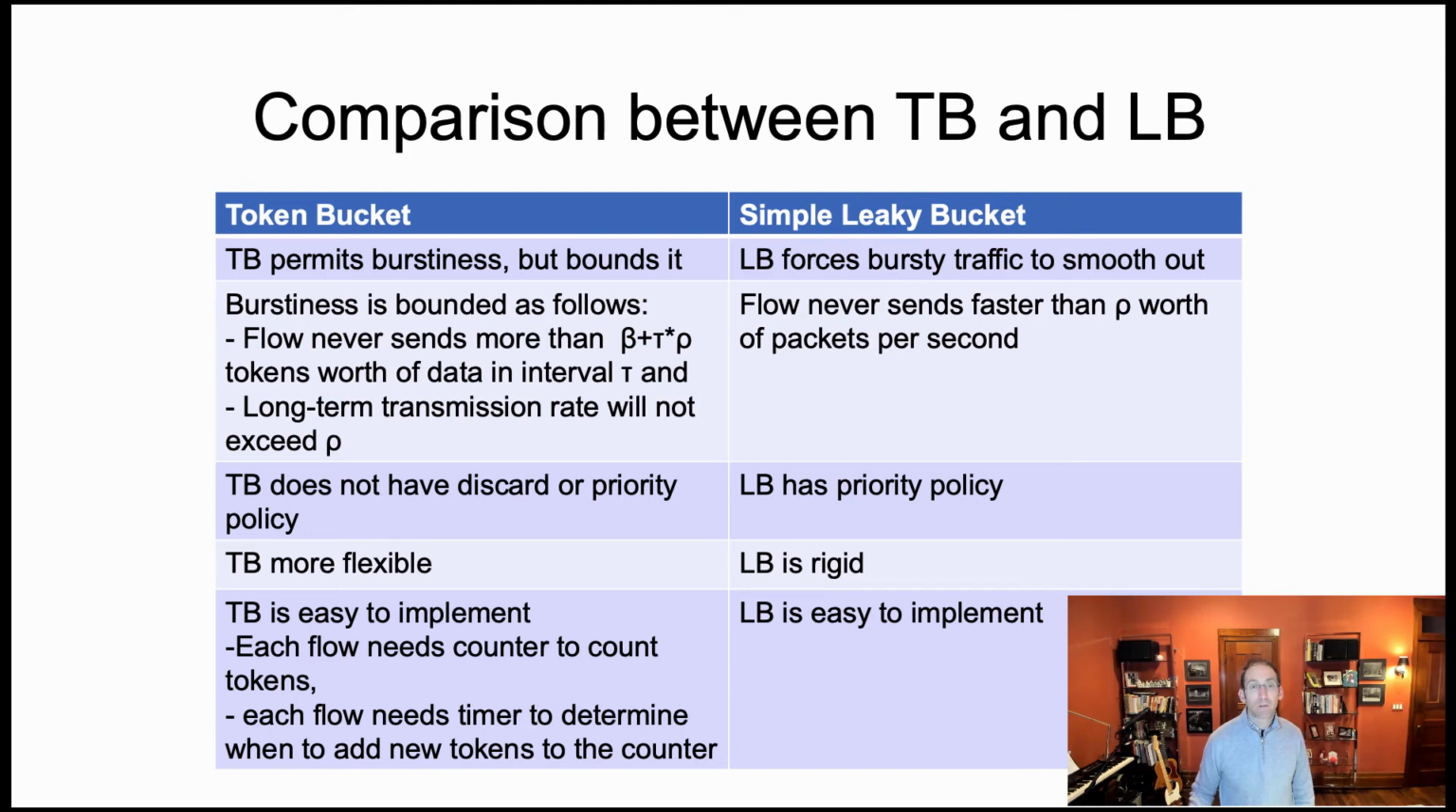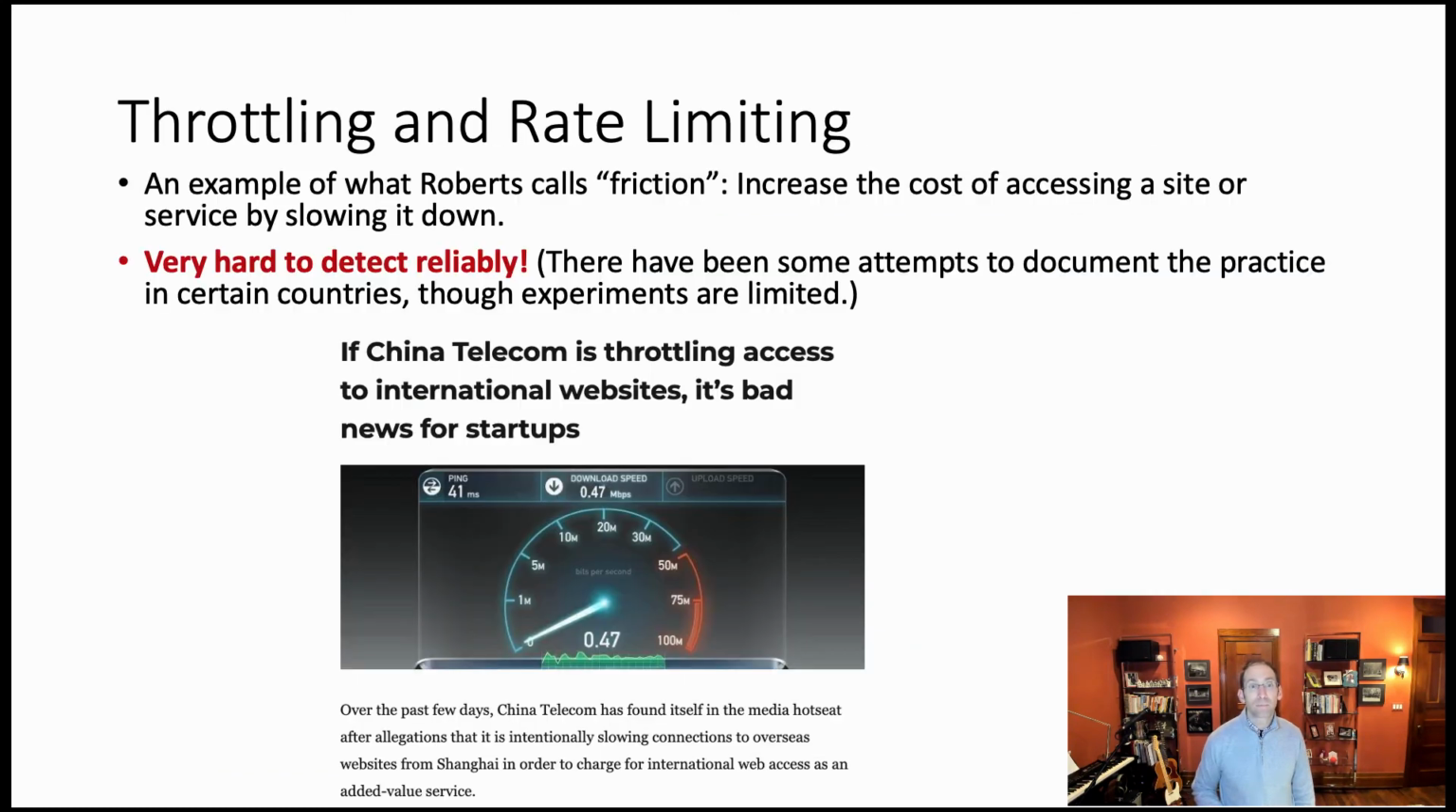Here's a comparison between a token bucket and a leaky bucket traffic shaper. The token bucket permits burstiness but bounds it. A leaky bucket forces that bursty traffic to smooth out. There are a bunch of other small differences between a token bucket and a leaky bucket, but they're both relatively easy to implement. Throttling and rate limiting are an example of what Roberts calls friction, increasing the cost of accessing a site or service by slowing it down.